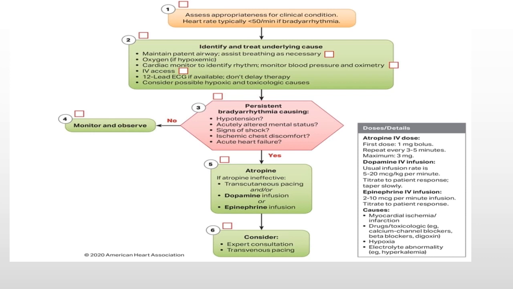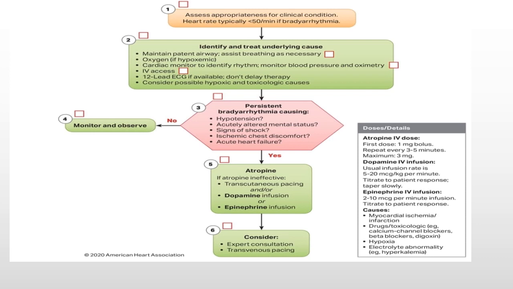Then other treatments can involve transcutaneous pacing and or dopamine infusion or epinephrine infusion. So you have to select any of the following drugs. But what you can do is start with atropine, and if it's not settling, then you can add transcutaneous pacing, and if it's still not settling, then you can add dopamine infusion with it. Then you can consider expert consultation, and if there are no symptoms in the patient, then you will have to monitor and observe, and you can also look for other causes.